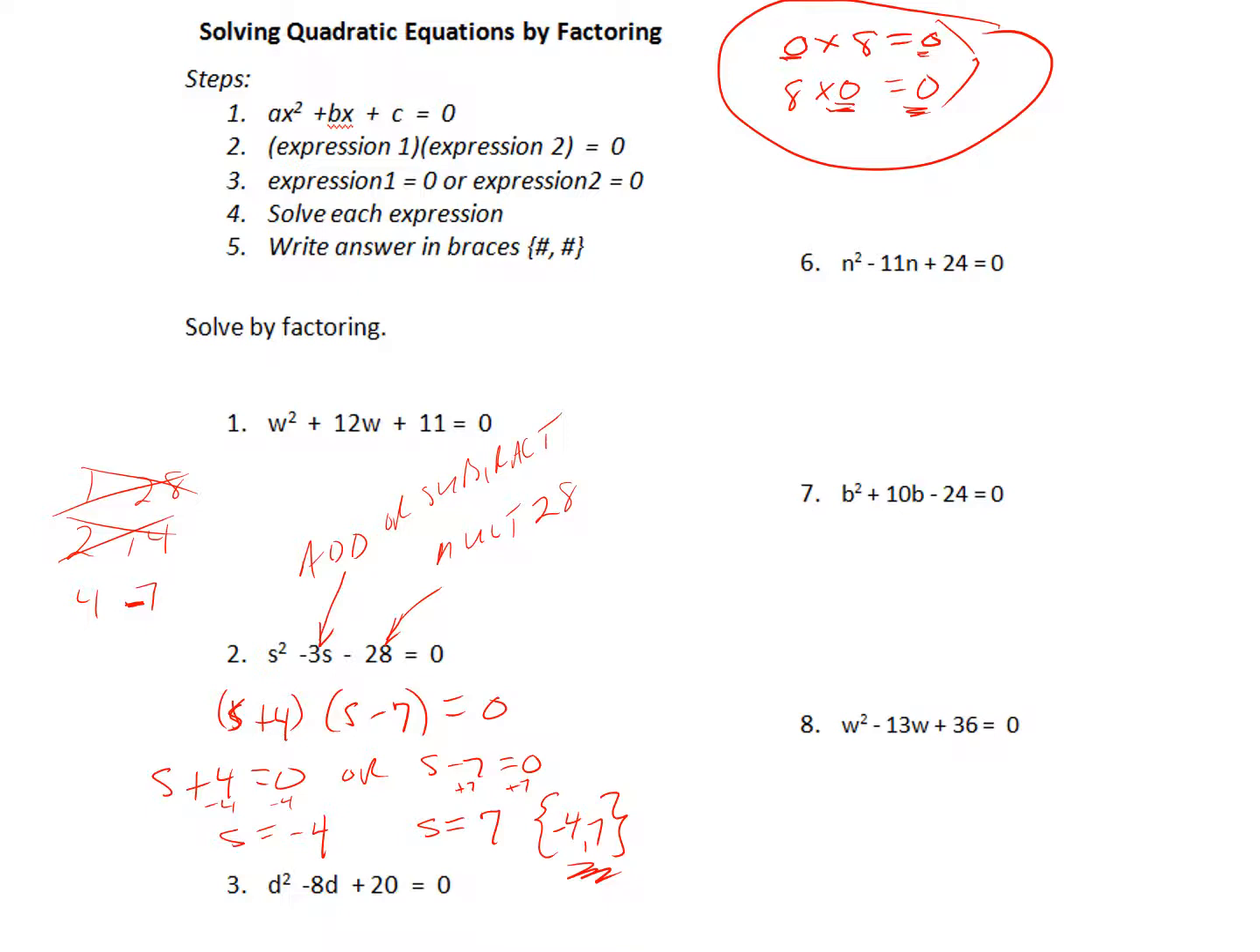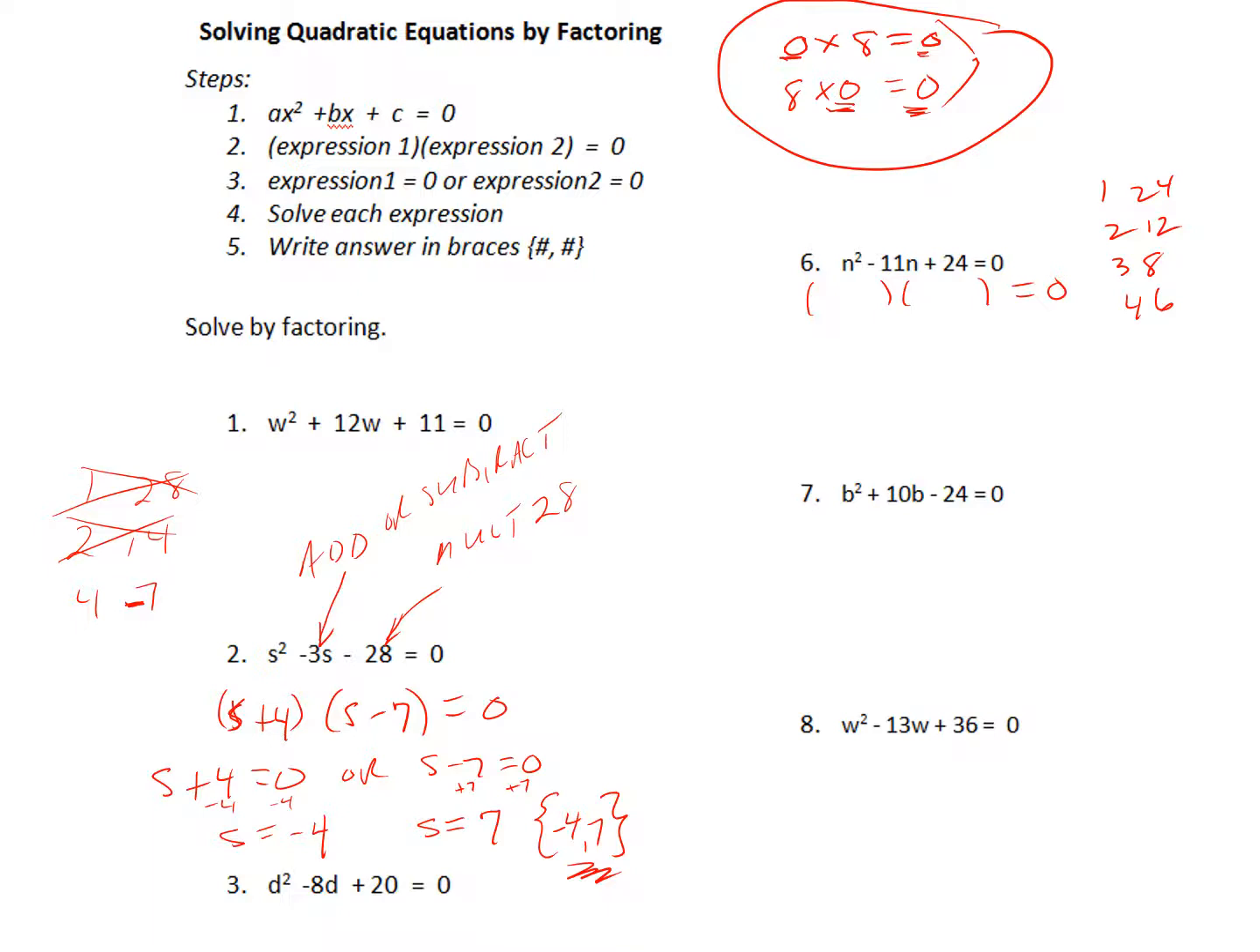N squared minus 11n plus 24. It's the same drill. I want to end up with two factors that are set equal to 0. So I'm going to try to factor the n squared minus 11n plus 24. Again, I start with the factors of 24. Well, there's 1 and 24, 2 and 12, 3 and 8. 3 times 8 is 24. 4 and 6 is 24. 5 won't go. 6, we already did 6, so that's all the factors.